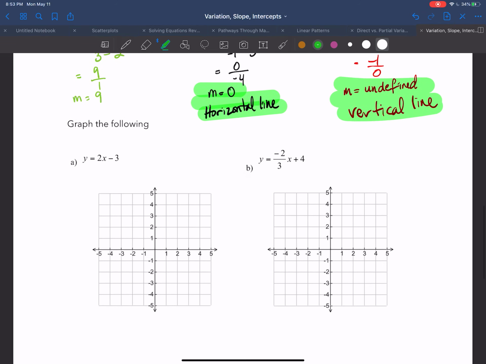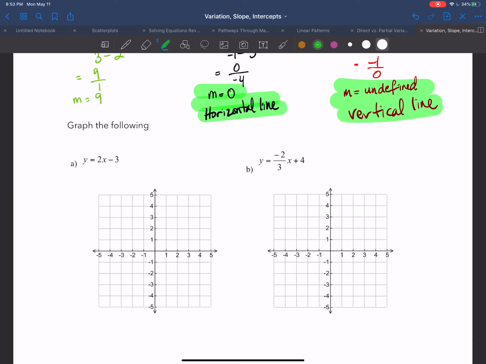So the next part is, again, review. We did it last week. How do we graph this? So the first thing you do is plot the y-intercept, or your b value. And we know the slope is 2. And if we write it as a fraction, it'd be 2 over 1. So that means we go 2 up and 1 right. And we do that from the y-intercept.